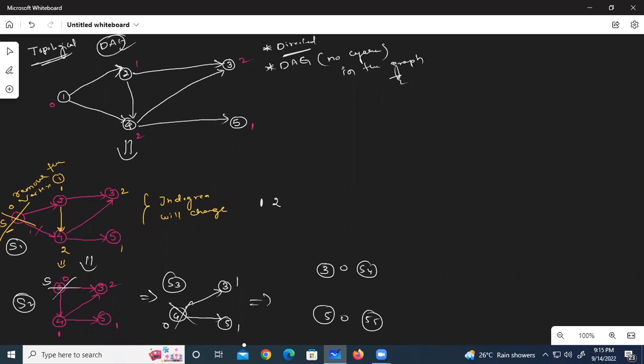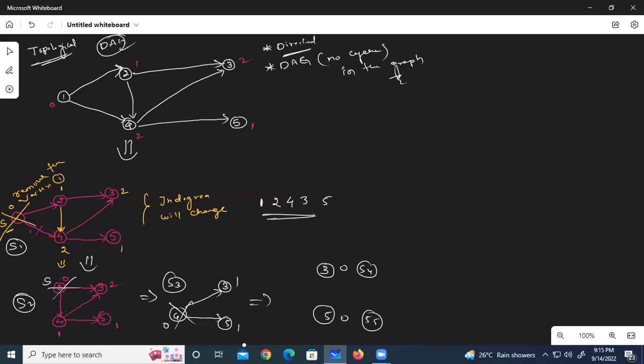So now, first, which one did you remove? That is 1. Second one? That is 2. Third one? That is 4. Fourth? 3. Again, 5. This is your topological order of this particular graph. That's it. Over. 1, 2, 4, 3, 5.